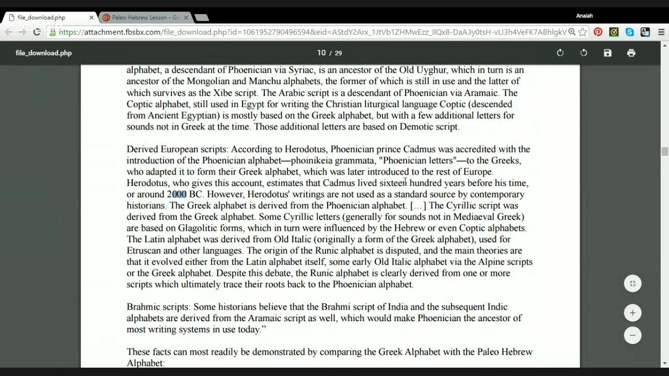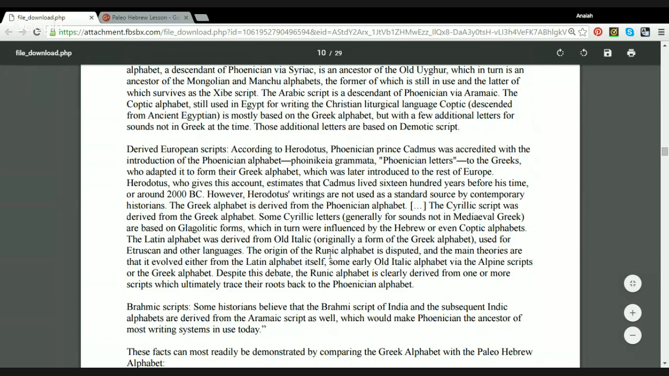However, Herodotus's writings are not used as a standard source by contemporary historians. The Greek alphabet is derived from the Phoenician alphabet, and then a little bit later it says the Cyrillic script, that's like a Russian one, was derived from the Greek alphabet. Some Cyrillic letters, generally for sounds not in medieval Greek, are based on Glagolitic forms, which in turn were influenced by the Hebrew or even Coptic alphabets. The Latin alphabet was derived from Old Italic, originally a form of the Greek alphabet used for Etruscan and other languages. The origin of the runic alphabet is disputed.